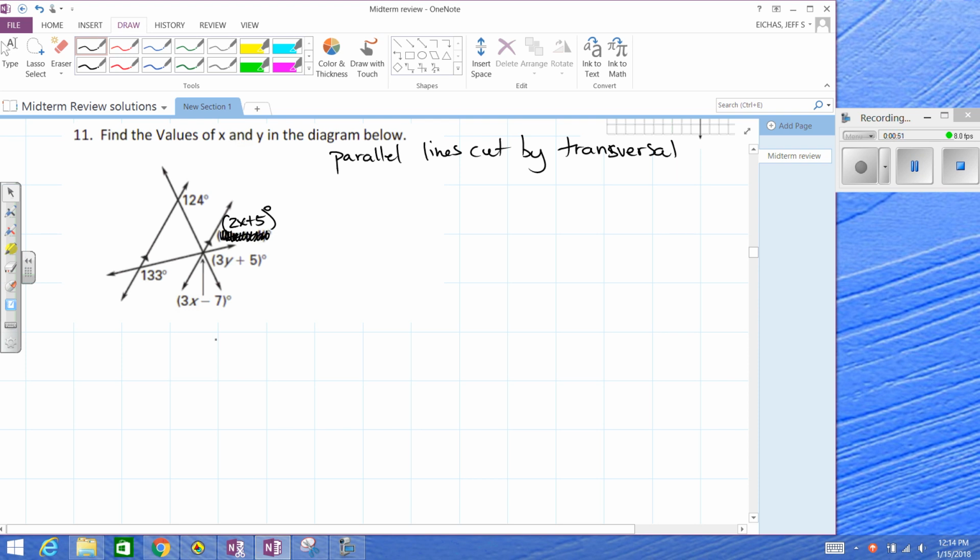It's possible they meant for that to be z. I don't know, but let's make sure that because it is x, we're going to have to say 2x plus 5. All right, here's what I would do.